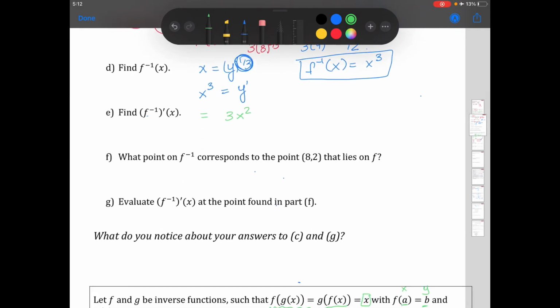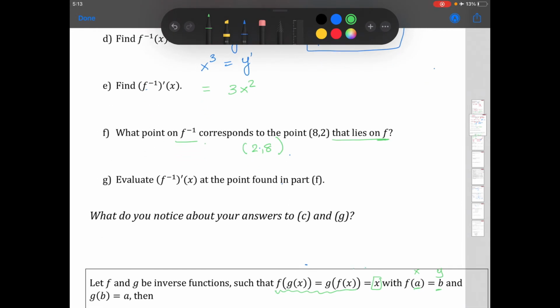Use your power rule. Now what point on f inverse corresponds to the point (8, 2) that lies on f? Remember, the inverse and the original function, their points are switched. So if (8, 2) is the point, it would be (2, 8) on the inverse. So now evaluate f inverse prime. I want to do f inverse prime of 2, right? Which actually happens to be the original y. I don't know if you've noticed that. So substitute in there.